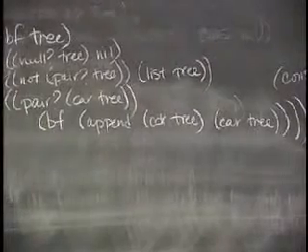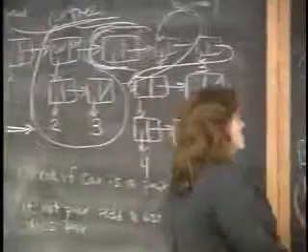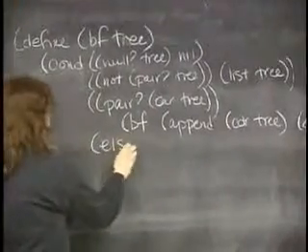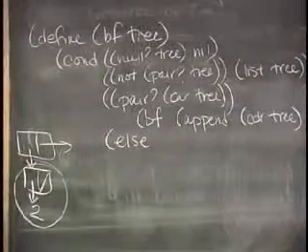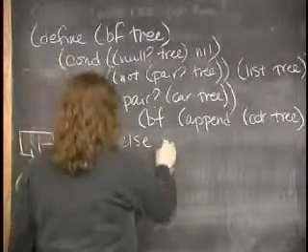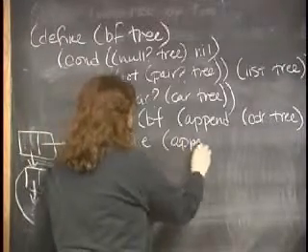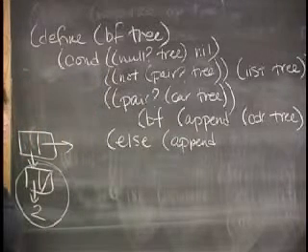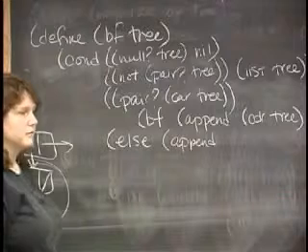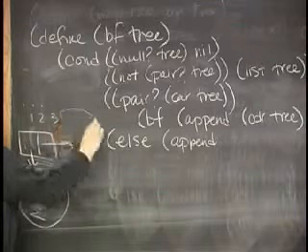Questions? Otherwise, don't we want to cons the car of the tree onto the cdr of the tree? I'm going to append it because I want to flatten my list. But won't that reverse it? That'll put it in the back. No, append is no reversing. All append does is it cdrs down the first list, keeping it in the same order, and then sticks it onto the second list.